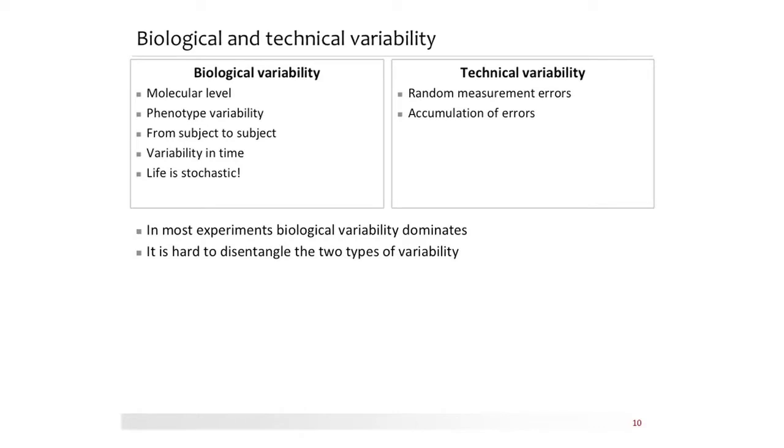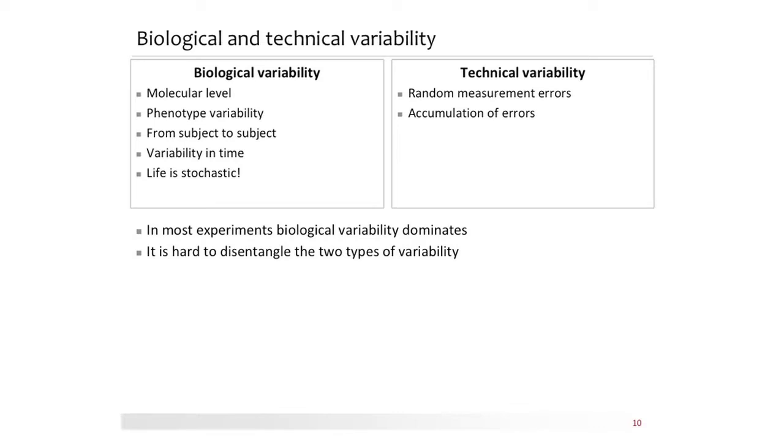Variability in time, that's another thing. If you measure, for example, in situ gene expression in a cell, you will notice that it comes and goes in bursts and pulses. So depending on when exactly in time you do your measurement, you will get a different value. So generally, life is stochastic and introduces a lot of biological variability.